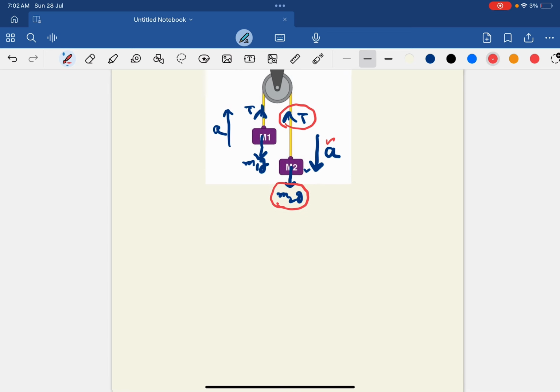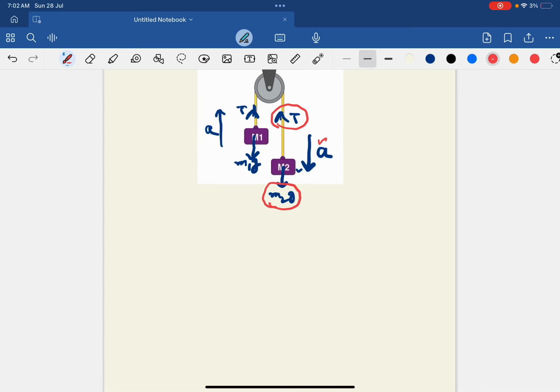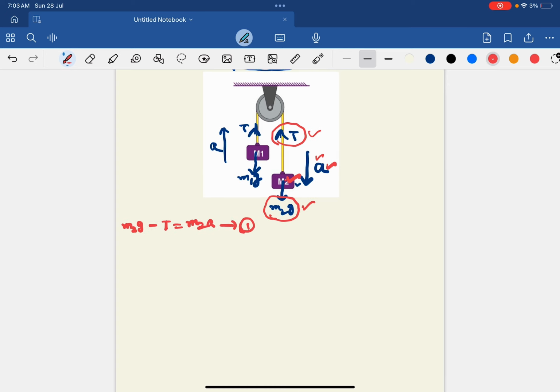So we will use Newton's second law. Newton's second law means force is equal to mass into acceleration. Here, force is split into two parts: one is action, another one is reaction. Let us see for the second block. For the second block, the action is m2g. So m2g is the action minus the reaction, tension T, is equal to m2 into a. Let us call this equation number 1.